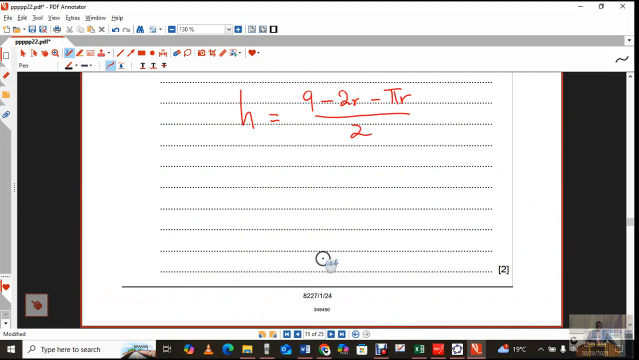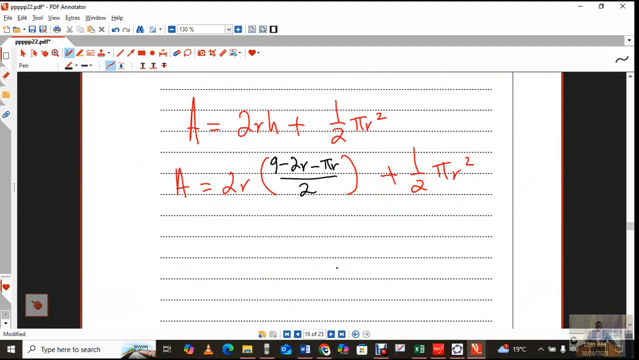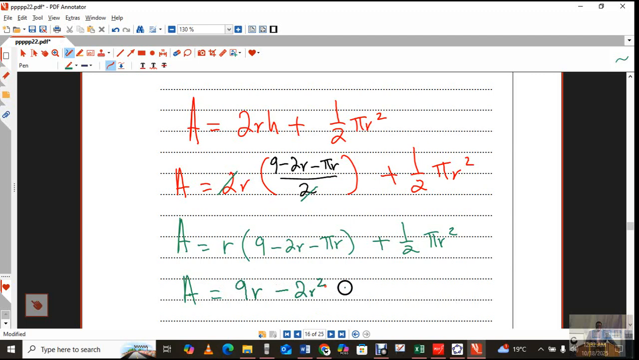Okay? Right, so let's see. Obviously the 2's will cancel. In many ways you can solve this. These 2 cancel with that 2. And that is going to leave you with r times 9 minus 2r minus pi r, plus a half of pi r squared. So let's distribute, okay? That is 9r minus 2r squared minus pi r squared plus a half of pi r squared.